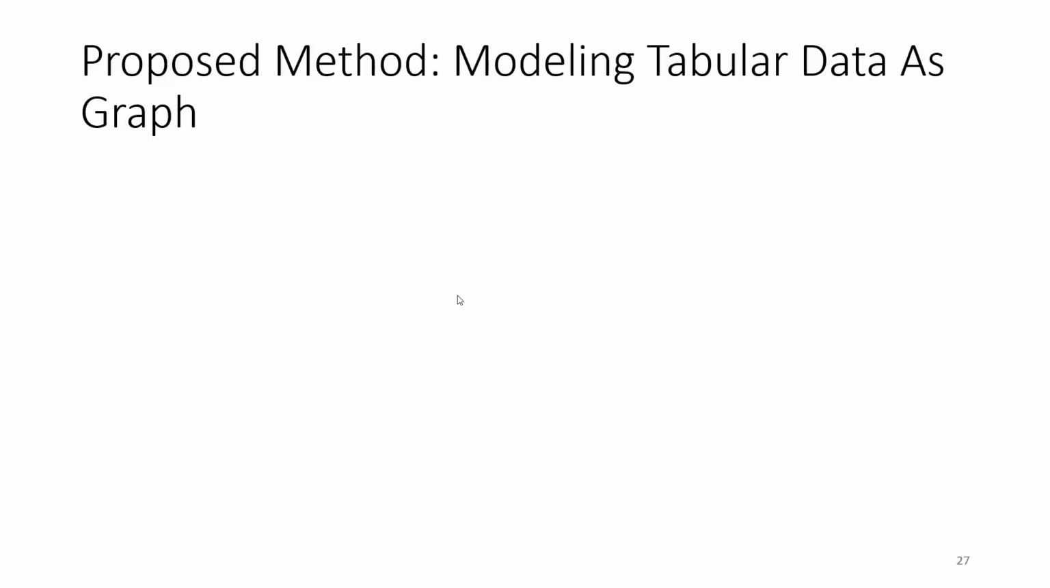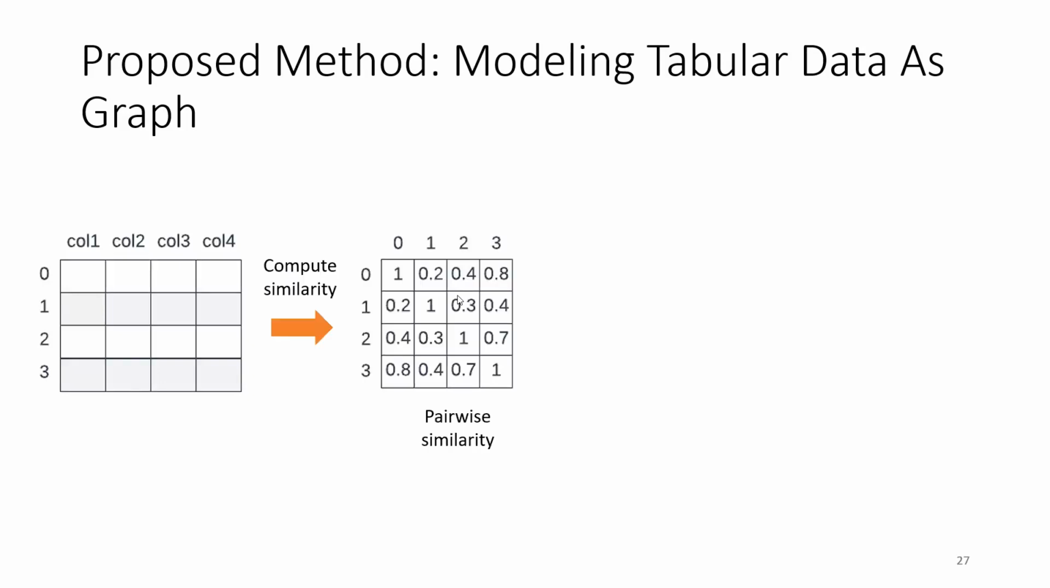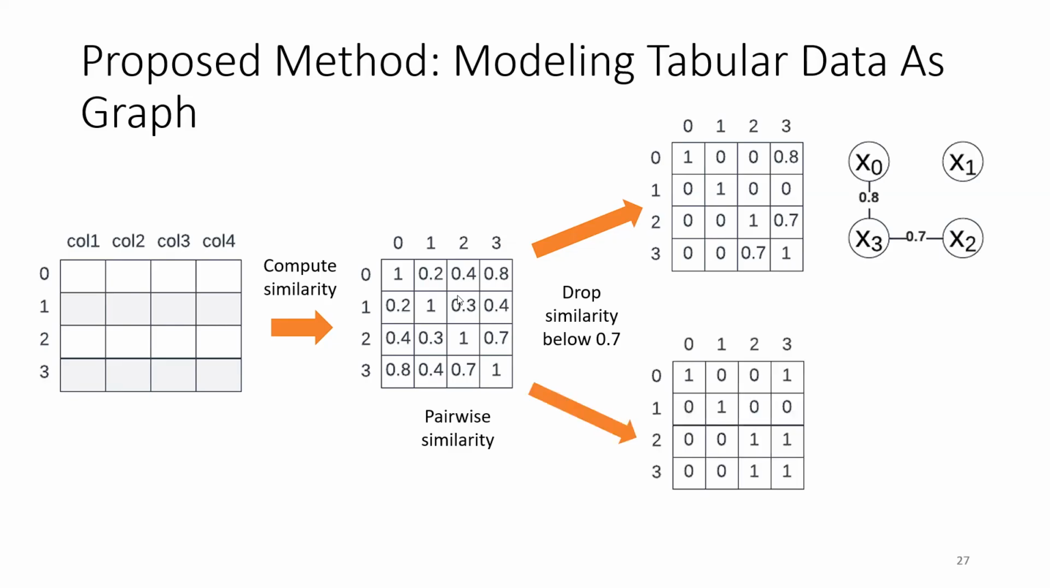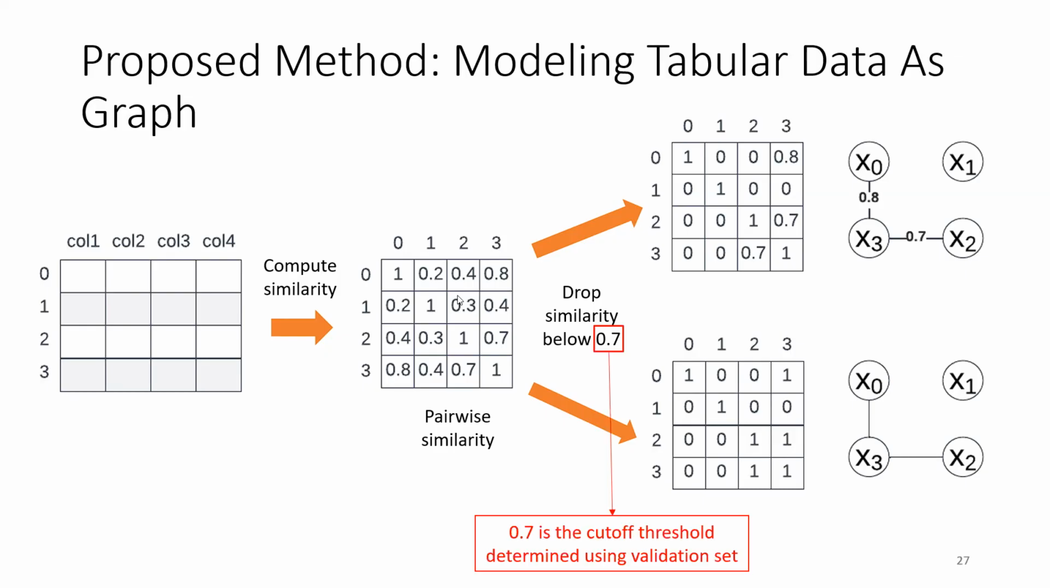For that, we propose a method to model tabular data as graphs. Given a tabular dataset, we compute similarity between all sample pairs. We then set a similarity threshold. In this example, we set it at 0.7, and anything below is set to 0. And then we can use this matrix as an adjacency matrix and create our graphs. For our unweighted graph, we can replace all non-zero entries with 1. This threshold is a hyperparameter, and we use a validation set to get the best hyperparameter.